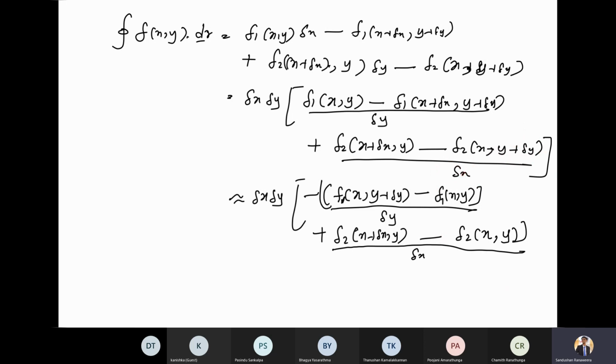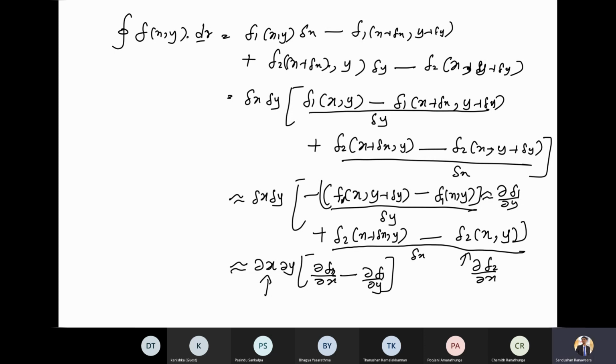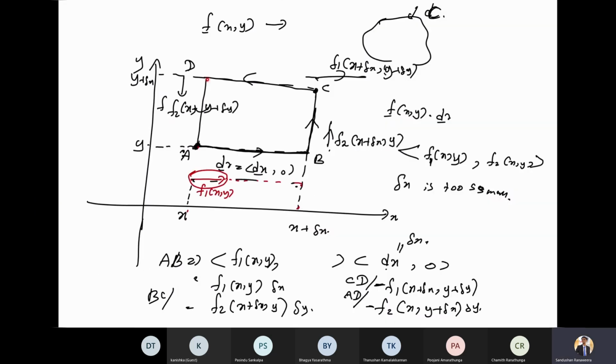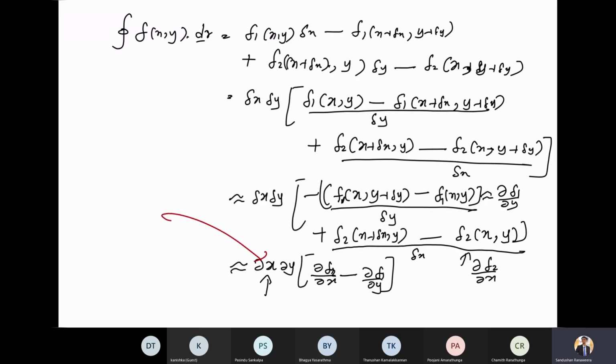Okay, so this thing is simply equivalent to the partial of f1 over the partial of y, and this thing is equivalent to the partial of f2 over the partial of x. Now the strange thing is happening. You can approximate this integral by delta x delta y times the partial of f2 over the partial of x minus the partial of f1 over the partial of y. So now a nice thing is trying to happen. Now clearly see what this thing means: delta x times delta y. It is the area of this rectangle. This is actually the area of my rectangle.